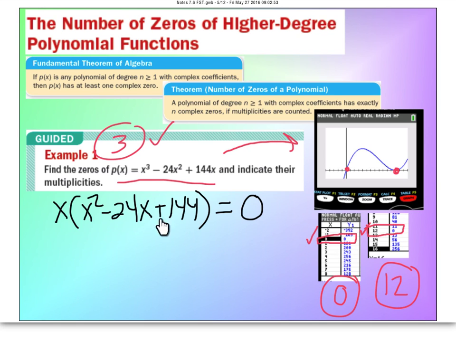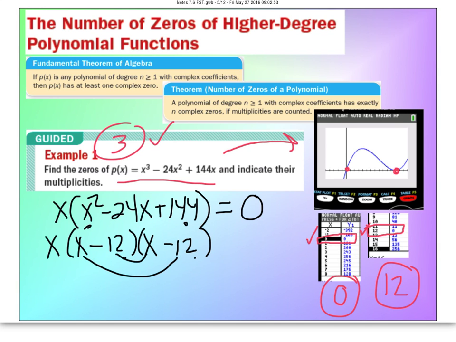This trinomial here can be factored further. There are factors of 144 that will actually add to negative 24, and here's what it looks like. If you break it up, this x squared has to go here and here. Factors of 144 go here and here. And those factors are going to be negative 12 times negative 12, which is positive 144. Notice this, when you check those two, they add to negative 24.